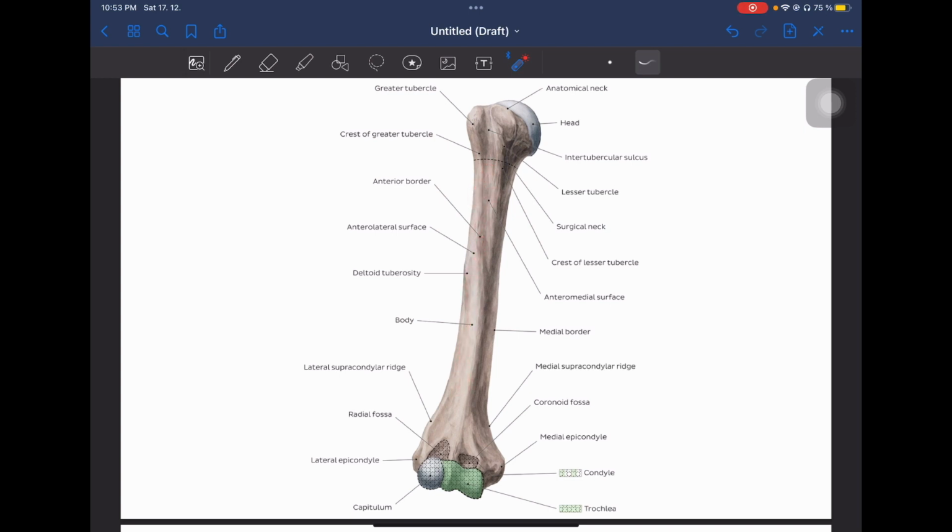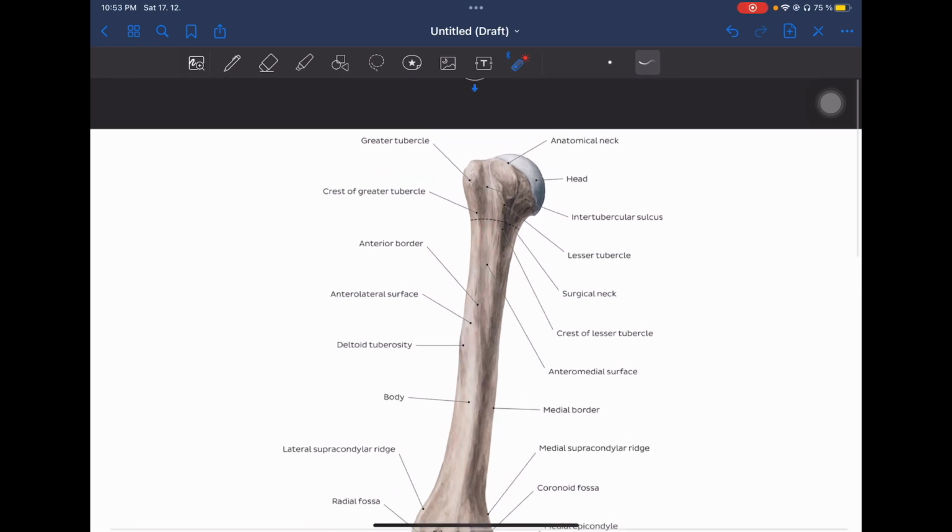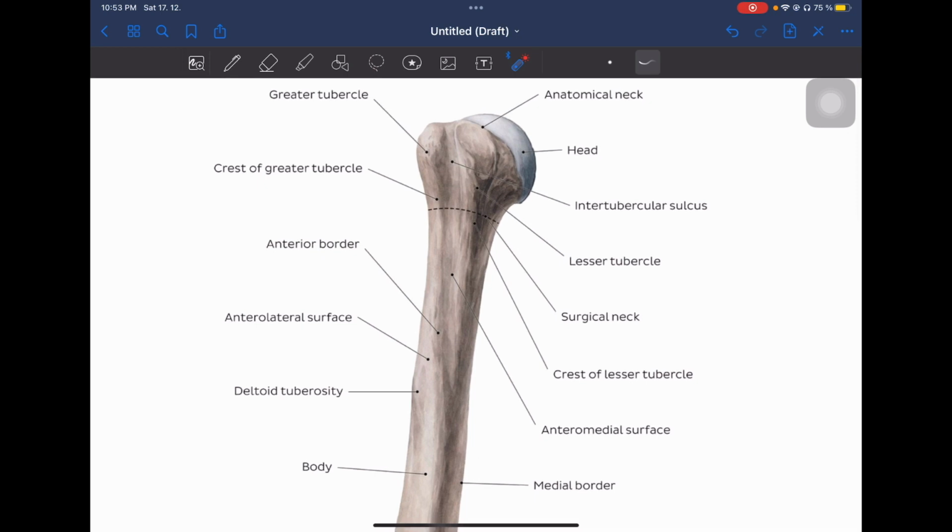And we have two crests for the greater tubercle and lesser tubercle. As I already mentioned, this is the greater tubercle and this is the lesser tubercle. And for each tubercle, we have one crest that is below the tubercle. Here is the crest of greater tubercle, and this is the crest for lesser tubercle.